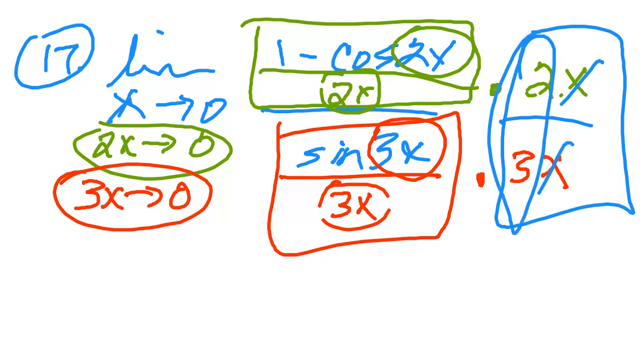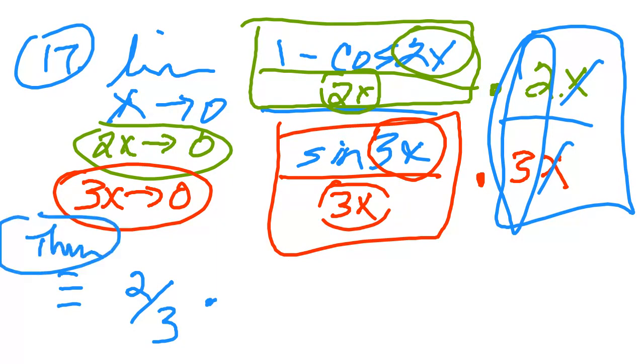And I've got a 2/3 that I can pull out front because of the limit of a constant times a function. And then I could use my theorems here. So the limit of a constant times a function is the constant times the limit of the function. The limit of the quotient is the quotient of the limits. Of course, on top in green, that theorem using the limit as 2x approaches 0 of this green box is actually 0, right?